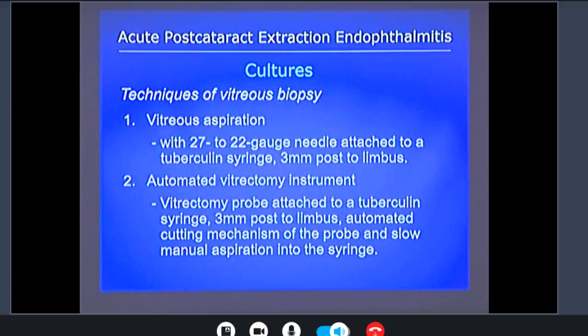How do you get a vitreous biopsy? The easiest in the emergency room is to insert a 27 to 22 gauge needle, 3 millimeters behind the limbus, and aspirate. This can be adapted to any hospital. However, this is a very crude way to get the sample. The best way is to use an automated vitrectomy instrument. There are available vitrectomy instruments where you attach the aspiration tubing to a syringe. You activate the vitreous cutter, and the assistant just pulls on the syringe to aspirate a concentrated vitreous biopsy. The advantage of using a vitrectomy instrument is that you reduce traction on the retina.